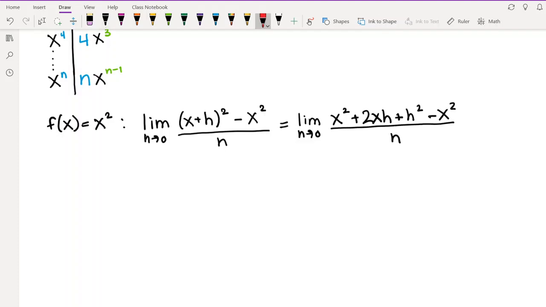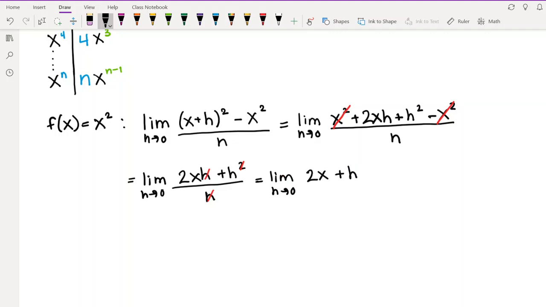And so one thing that you notice right away is that the x squareds are going to cancel out. So those are not going to be a part of the derivative at all, right? Because those just go away. And then what are we left with? Well, we're left with the limit as h approaches 0 of 2xh plus h squared over h. Then we can cancel out some h's. And so we're left with the limit as h approaches 0 of 2x plus h, which when we plug in 0 for h, we're just left with 2x. So that's where the derivative being 2x comes from.